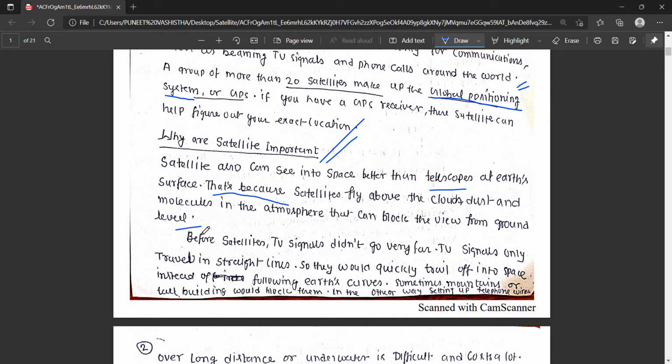That is because satellites fly above the clouds, dust, and molecules in the atmosphere that can block the view from ground level. It is also a major reason why we are using satellites, because when we try to use telescopes, there can be some kind of blockage. It can be from the clouds, the dust, or any other molecules. So in such cases we use satellites, because satellites are orbiting above the surface of the earth.